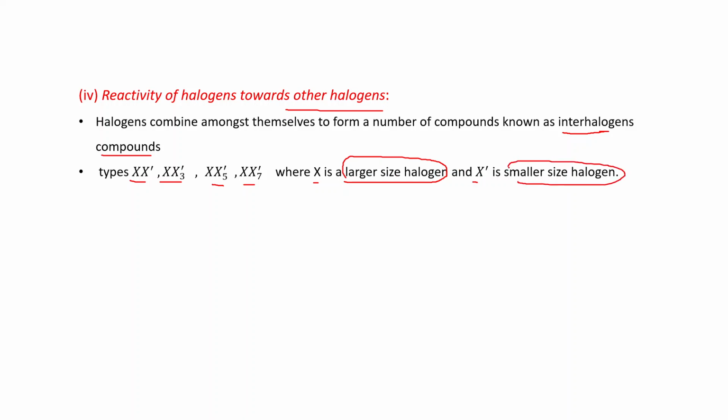We can say, like, larger size halogen: IF7, BrF3. These are some examples of interhalogen compounds.